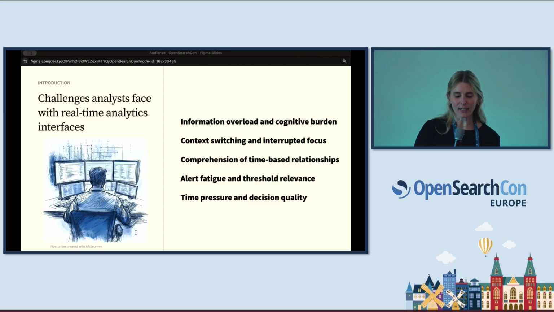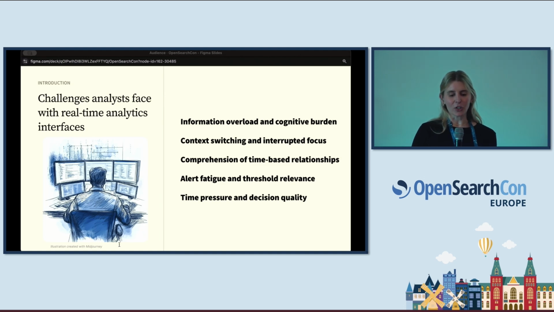For example, a system administrator trying to diagnose an ongoing performance issue might find it difficult to compare current metrics with historical baselines while events continue unfolding. Data interpretation without context is a common issue. Understanding whether a metric is good or bad requires contextual knowledge that the interfaces often fail to provide. Relative changes may be more important than absolute values, but many interfaces emphasize the latter.